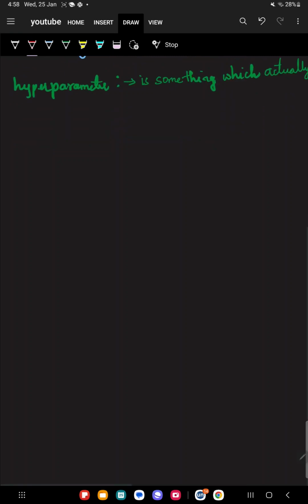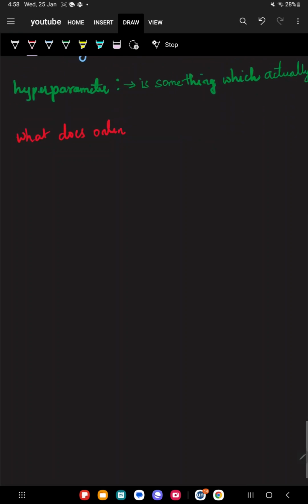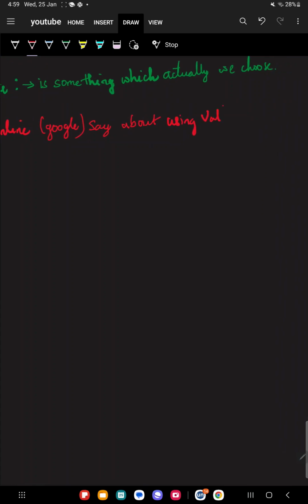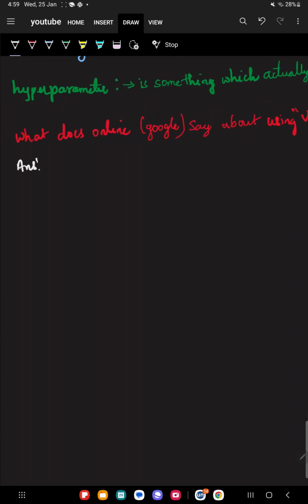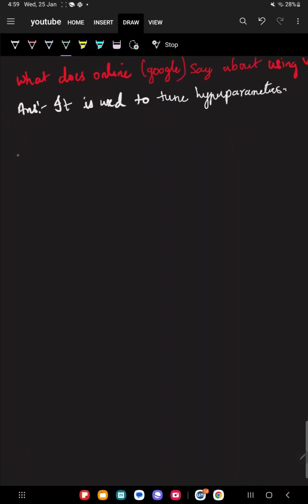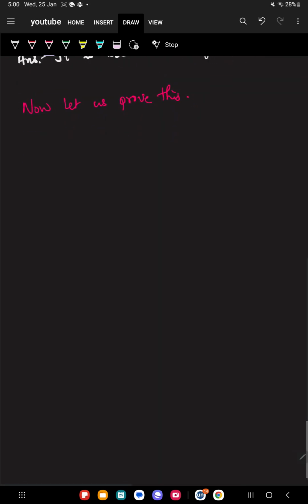Now, before diving into what I mean by the usage of a validation dataset, it is better to understand what Google says. Google says that the validation dataset is used to tune hyperparameters. Now, it becomes my responsibility to prove this.